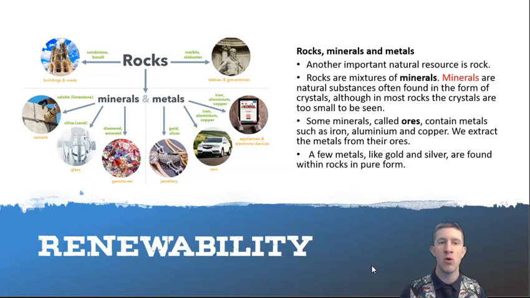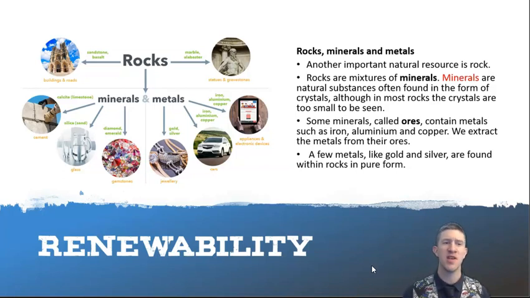Some minerals, which we call ores, contain metals. So iron, aluminium, and copper are found in this mineral ore form. So when we talk about iron ore, that's its raw mineral form. We extract this metal using a variety of techniques. We mine it, and then we extract it out, and we melt it down, and we produce our metals.